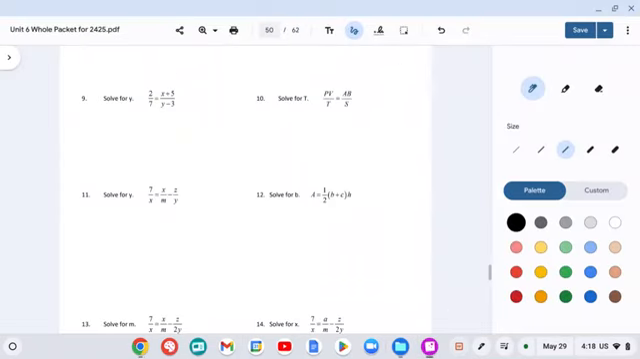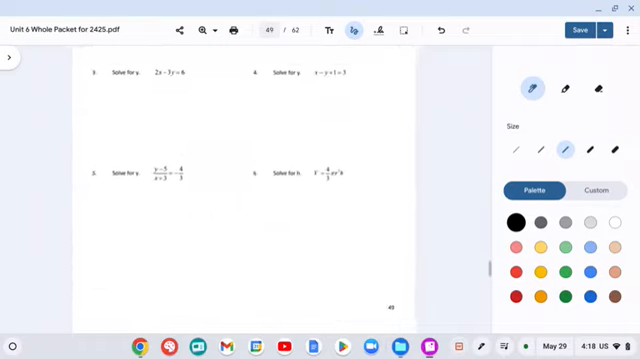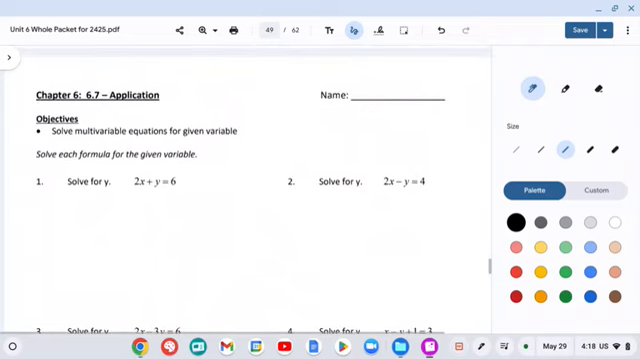Okay, we're back. We're doing the last day of notes for Unit 6. This is the 6.6 or the 6.7 applications piece. The only part that we're doing from this section is going to be solving for a variable.